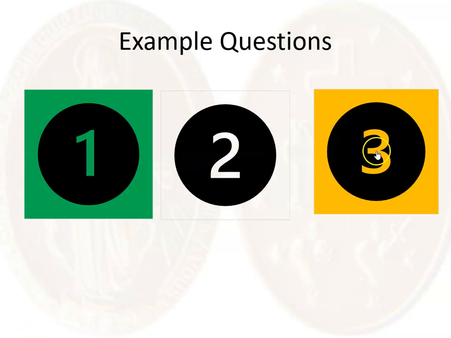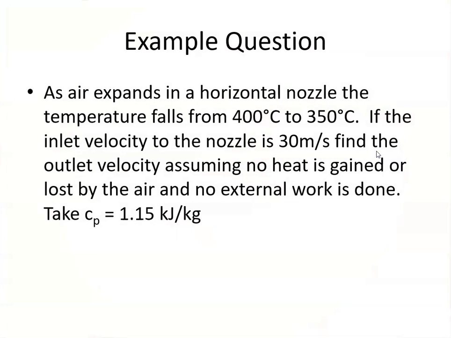And example 3. As air expands in a horizontal nozzle, the temperature falls from 400 degrees Celsius to 350 degrees Celsius. If the inlet velocity to the nozzle is 30 meters per second, find the outlet velocity, assuming no heat is gained or lost by the air and no external work done. And we'll take the specific heat at constant pressure of the air to be 1.15 kilojoules per kilogram.